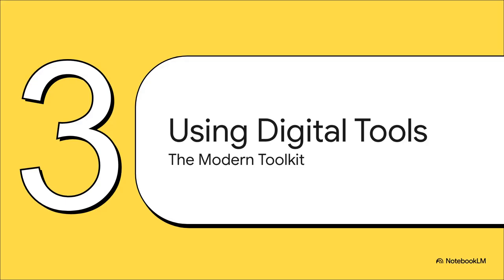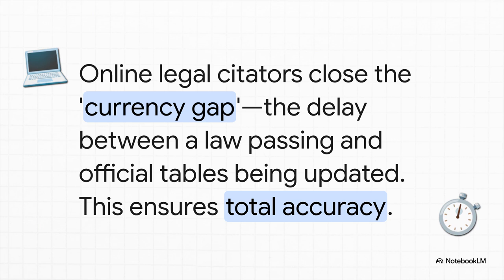So, knowing the manual method is the foundation, right? It's essential. But, let's be honest, modern research moves at the speed of light, and we need tools that can keep up. So, it's time to bring in the modern digital toolkit. The reality today is that we need information, and we need it now. The problem with just using printed books or even some government websites is something called the currency gap. That's the delay between when a law actually changes and when the official tables get updated. Online legal citators were literally invented to close that gap.